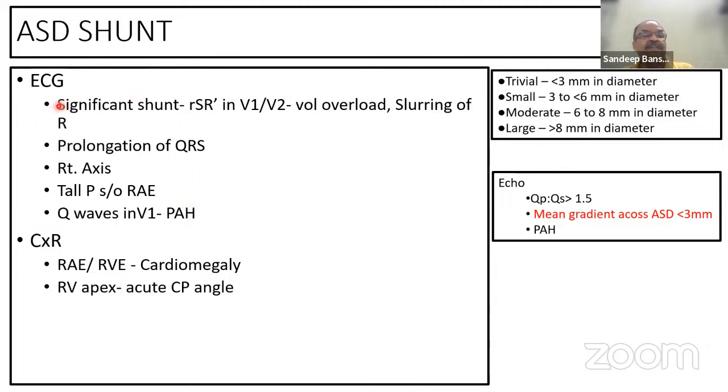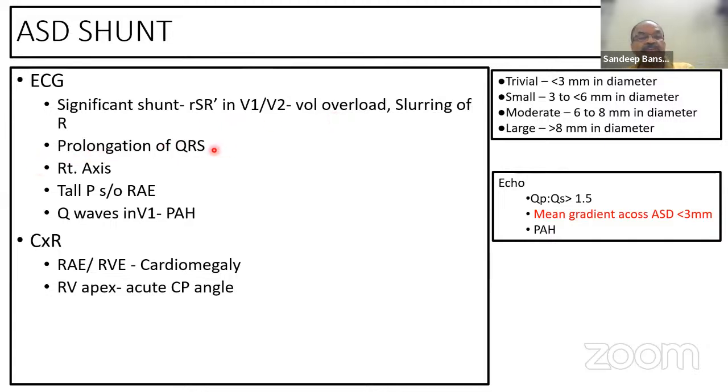We also need to understand that on ECG, whenever there is a significant shunt across the atrial septal defect, in a small ASD the ECG may actually be absolutely normal. So the first thing that suggests a significant shunt is the presence of this rSR' pattern, which is present in lead V1 typically, but sometimes in V2 also. This is suggestive of volume overloading. Further, there is a slurring of the R prime, which is also suggestive of the volume overload.